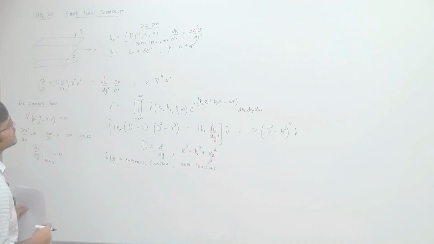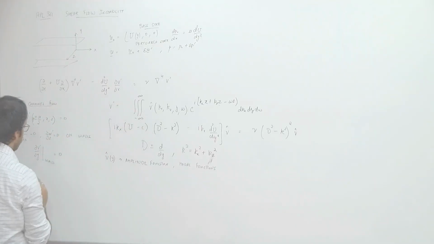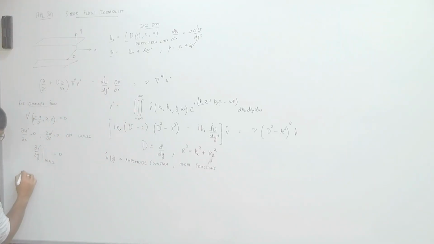Now what is the interesting thing? One interesting thing that we see is, so we did this analysis for channel flow. Let us say you are doing this analysis for Couette flow.